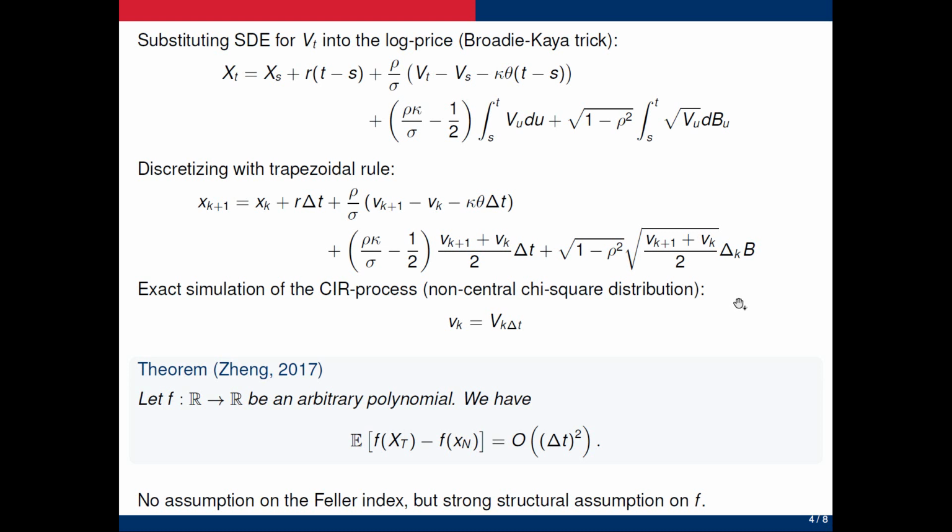Now, Zhang found that if the payoff of the option is polynomial, then this scheme has a weak convergence order of 2. The good thing about his theorem is that he did not need any assumptions on the Feller index, but there's quite a strong structural assumption on f.